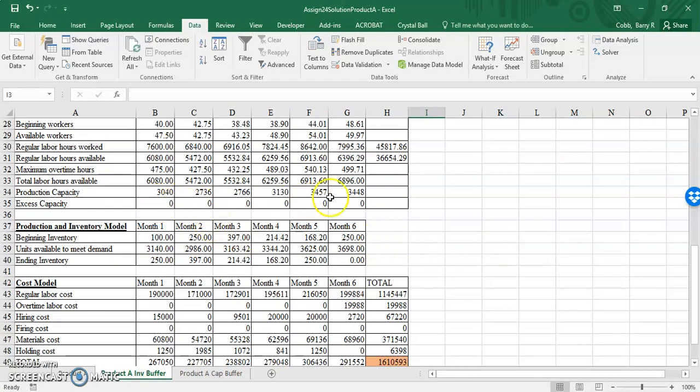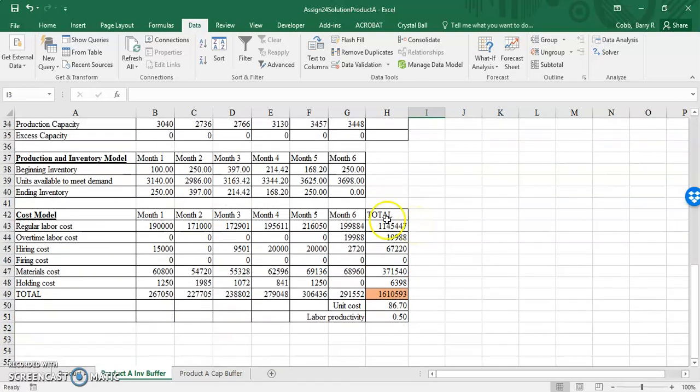We notice one thing, there's no excess capacity. We didn't have a capacity buffer. We notice that our ending inventory is always positive. And we've always had enough sales, units on hand, to meet demand. We know that because our ending inventory is positive. We end up with 0 inventory because we've used up our buffer to satisfy the extra 50 units of demand. Our cost has changed to $1,610,593.